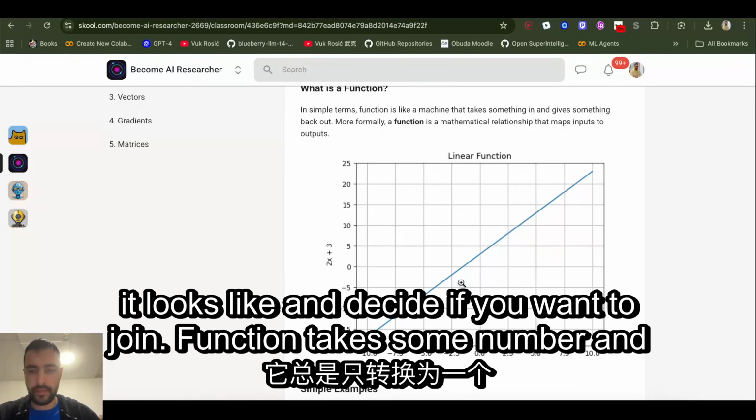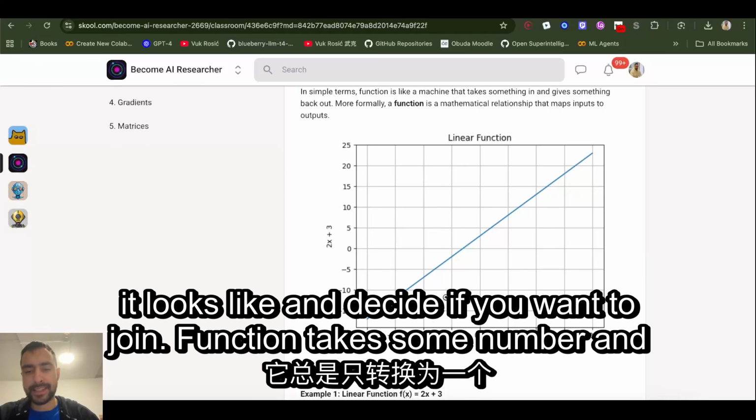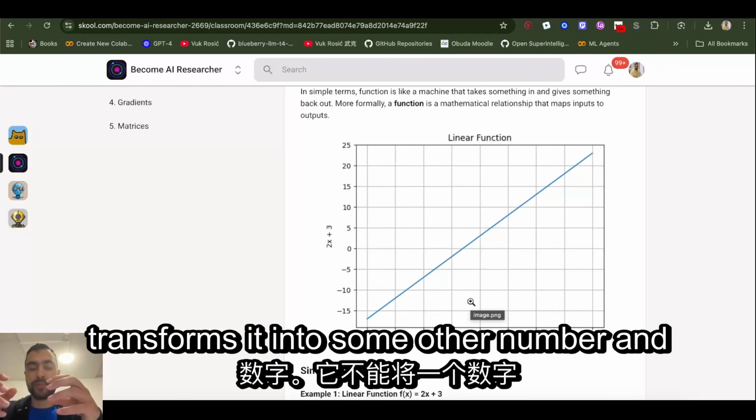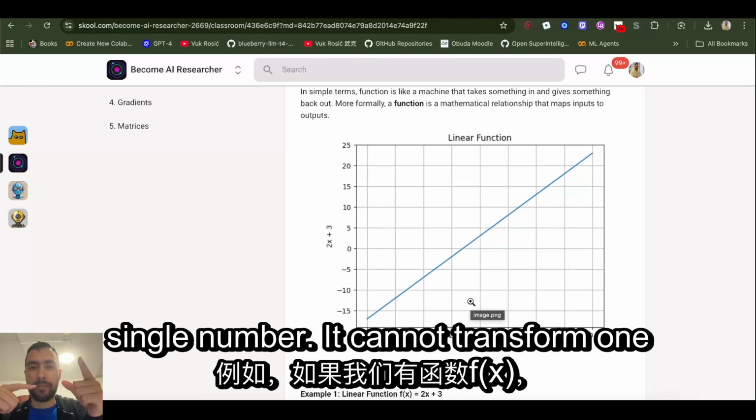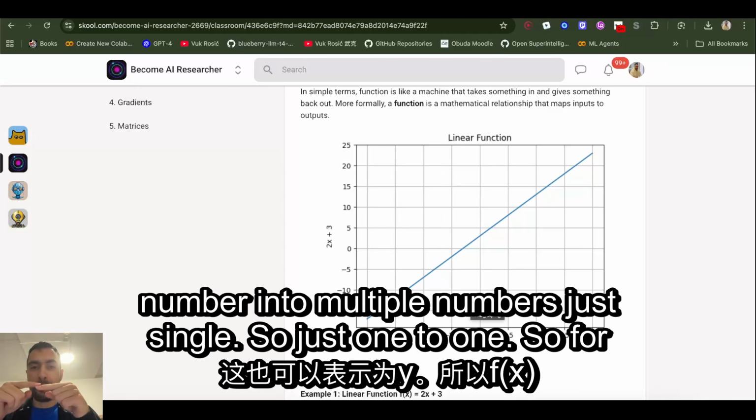A function takes some number and transforms it into some other number. And it will always just transform into a single number. It cannot transform one number into multiple numbers, just a single one. So just one to one.